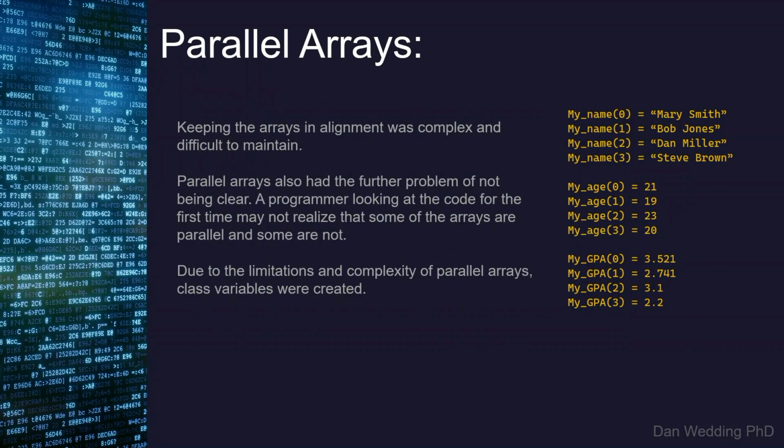Keeping the arrays in alignment was complex and difficult to maintain. Parallel arrays also had the further problem of not being clear. A programmer looking at the code for the first time may not realize that some of the arrays are parallel and some are not. Due to the limitations and complexity of parallel arrays, class variables were created.